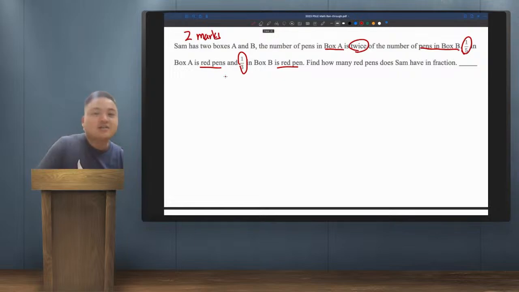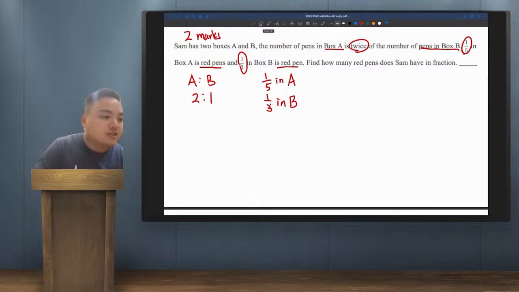Okay, let's see how to do. From the first sentence, I know that if I want to write a ratio A to B, it will be 2 to 1. And 1/5 in box A is red. However, I only have 2 units here, but here is 1/5. So I need to change the ratio a bit. 1/5 in A, and also 1/3 in B. Here 1 also doesn't match with the 3. So how do I change?